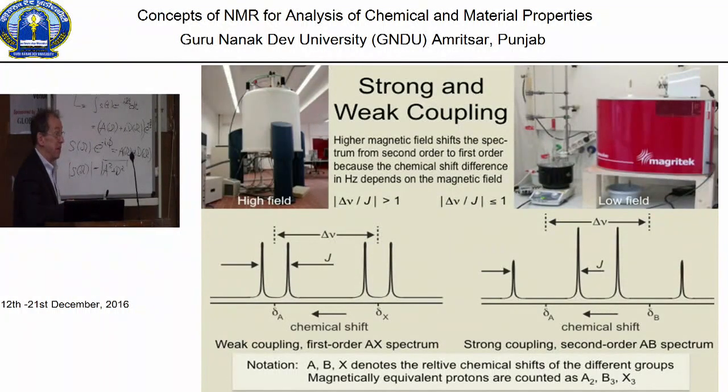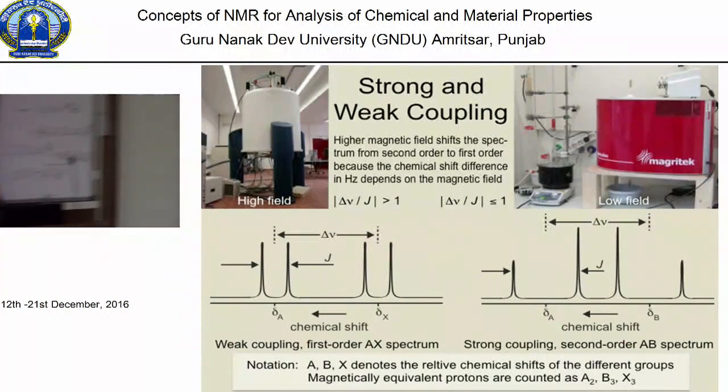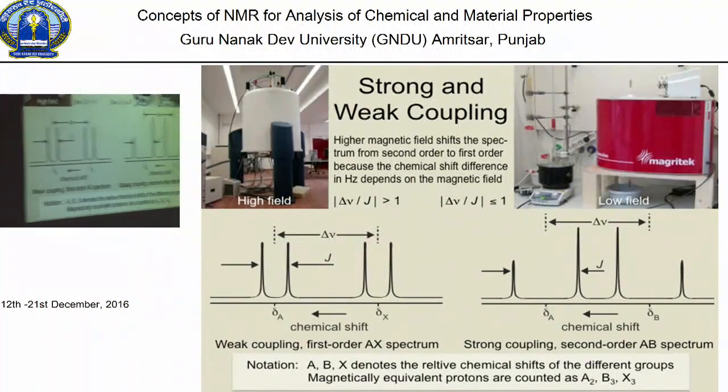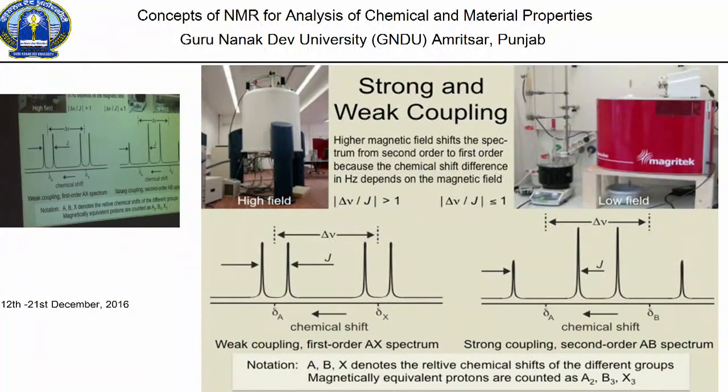And so this is a 700 megahertz magnet. If you measure an NMR spectrum there of, let's say, two spins coupling by J coupling, then you see spin A and spin X, and the J coupling is the splitting between the two lines, and all four lines have the same intensity. This happens when the frequency separation between the chemical shifts, divided by the value of the J coupling, is large.